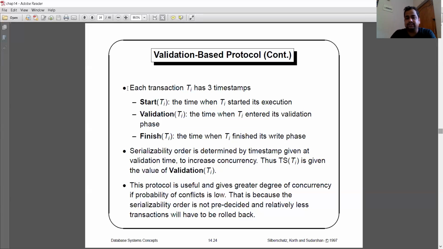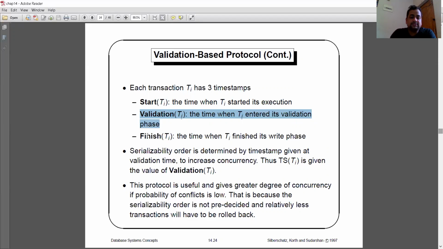So let us consider an example. As we know, there are 3 phases, so there will be 3 timestamps: start of Ti, validation of Ti, and finish of Ti. What exactly is start of Ti? As the name suggests, it is the time when the transaction Ti started its execution. Once it has started, it will go to the validation phase. The time at which Ti enters the validation phase is called the validation time.